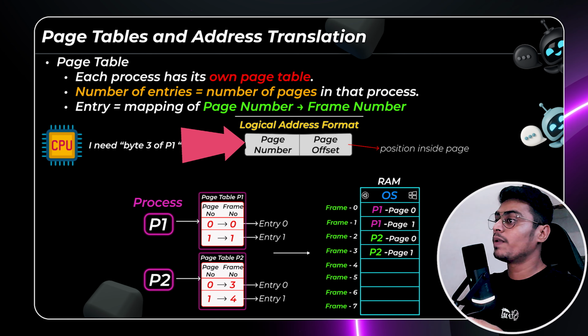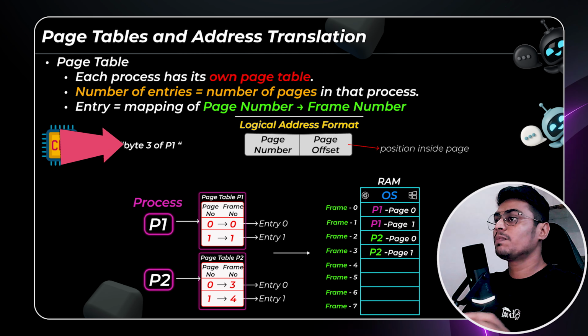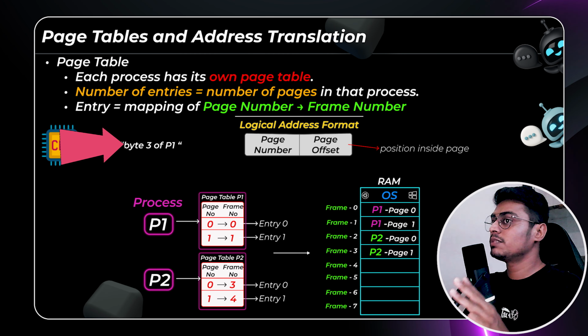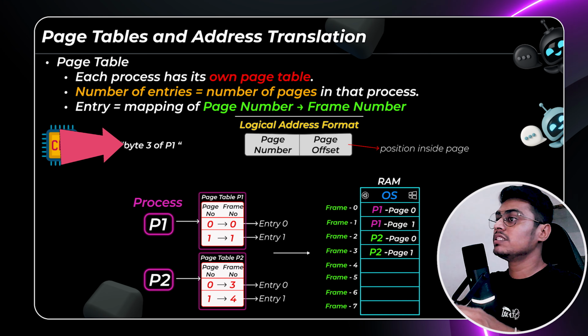It consists of 2 parts, page number and page offset. Let's understand this with specific numbers. Suppose the CPU requests byte number 3 of process P1. We need to figure out which page this byte belongs to and which position within that page.